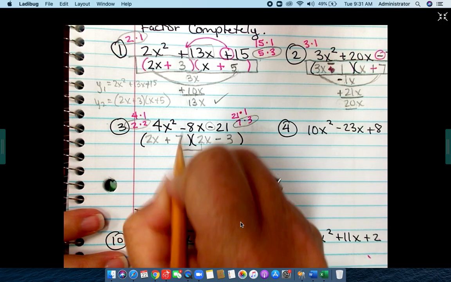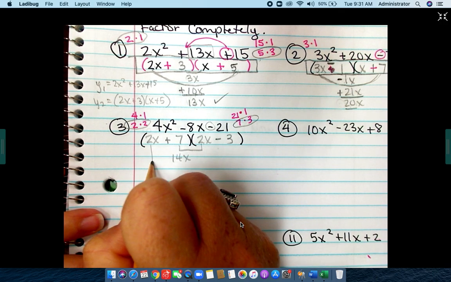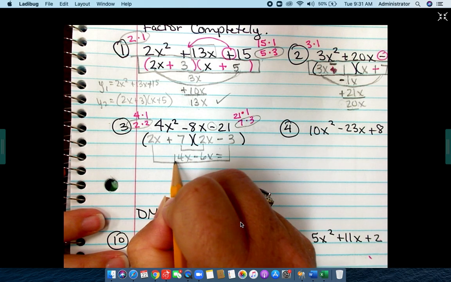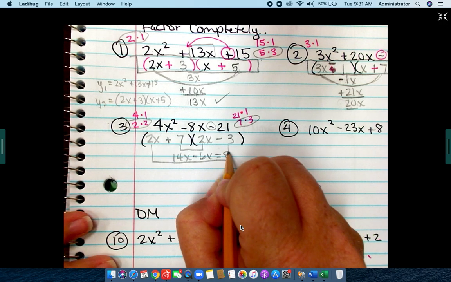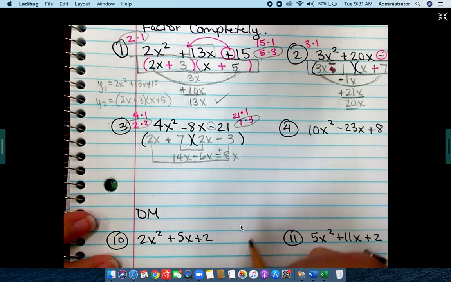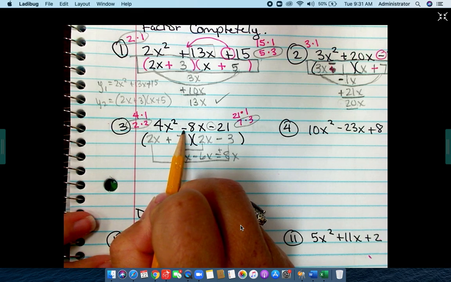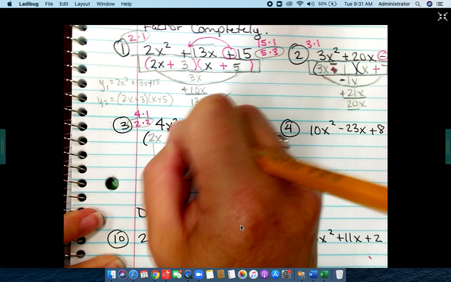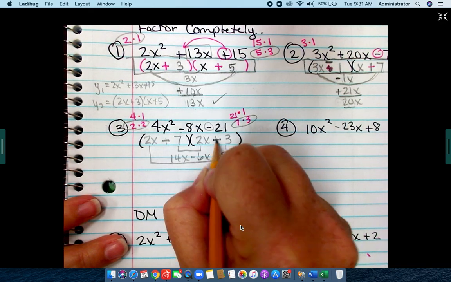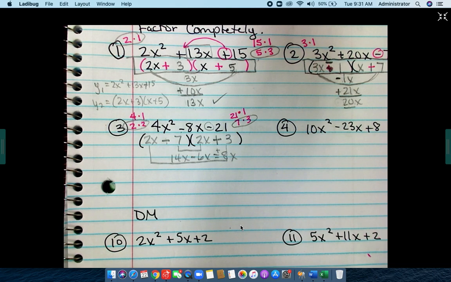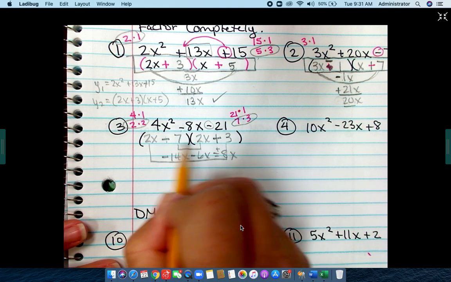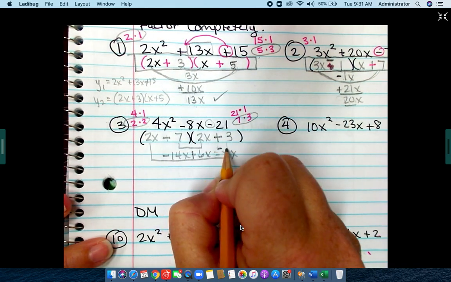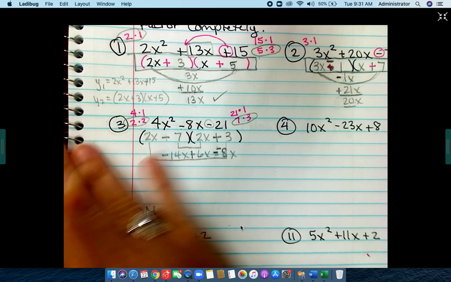So this right here gives us 14x. This right here gives us negative 6x. What is 14x minus 6x? That's 8x. Oh, that's positive 8x, but we want negative 8x. So if I get the right number but with the wrong sign, then I'm just going to take my signs and switch them around. So now I have negative 14x and plus 6x, which gives me the negative 8x that I'm looking for. So this is the work I'd want to see, guys.